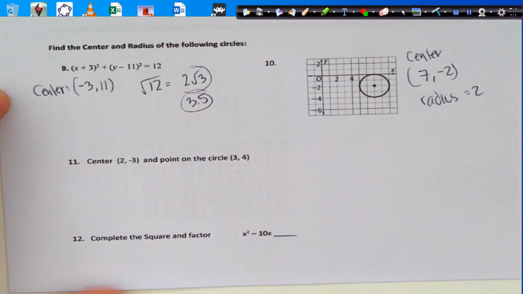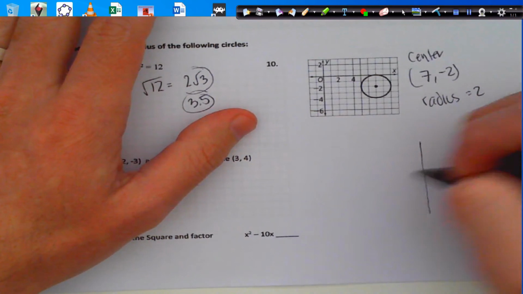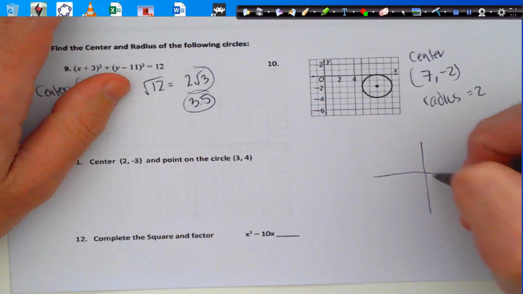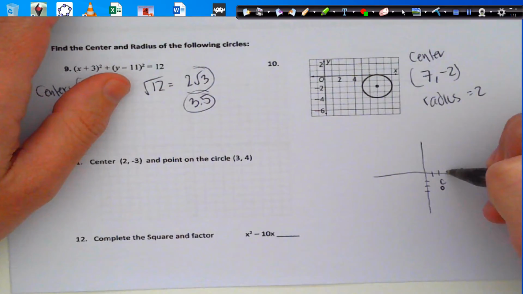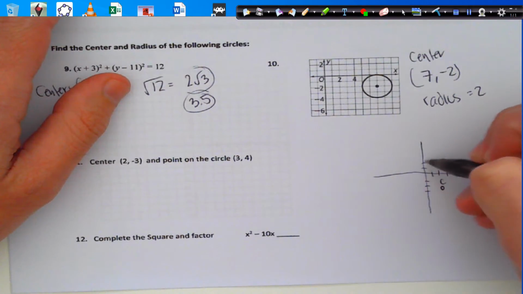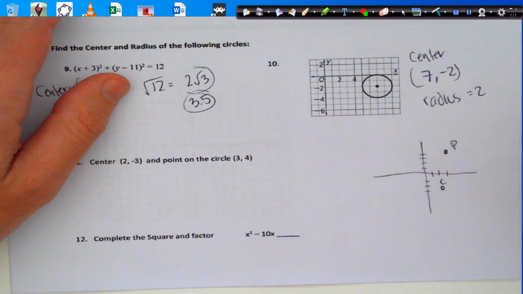Nice. Okay. We have a center and a point on a circle. To do this, let's just draw a little graph real quick. So we're at (2, -3). There's my center. And there's a point on the circle at (3, 4): 1, 2, 3, 4. So that's a point on the circle.